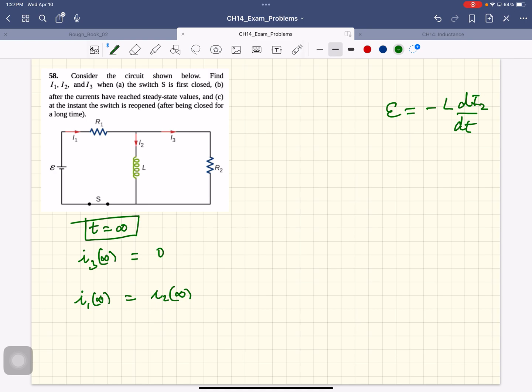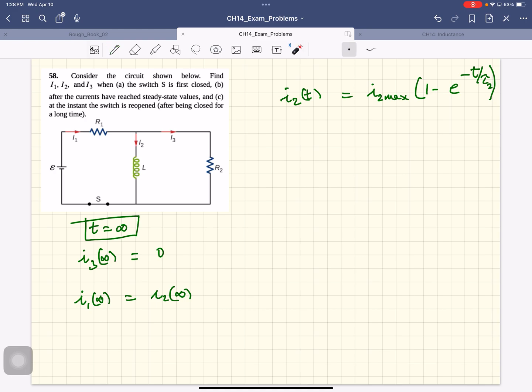All right. Now, in an inductor, the way the current changes is, I2(t) is I2 max times 1 minus e to the power of minus t over tau, whatever the time constant is of the circuit. That's how the current changes. This current will rise exponentially.